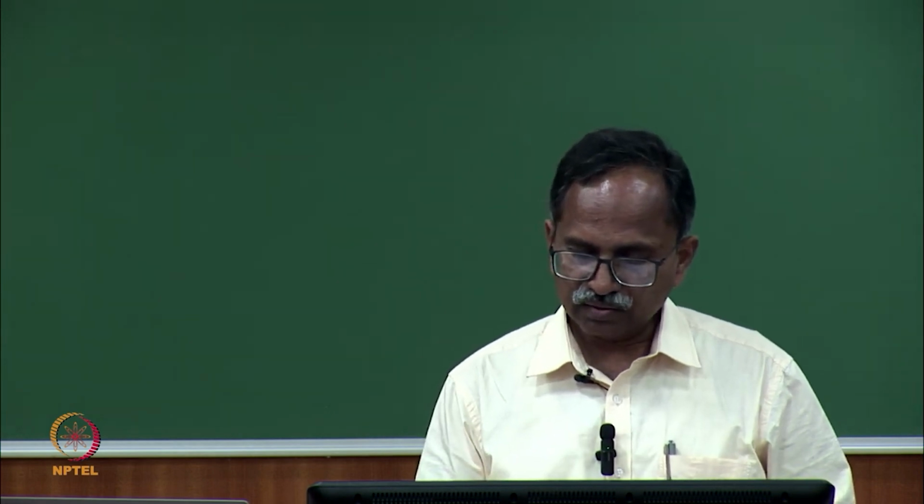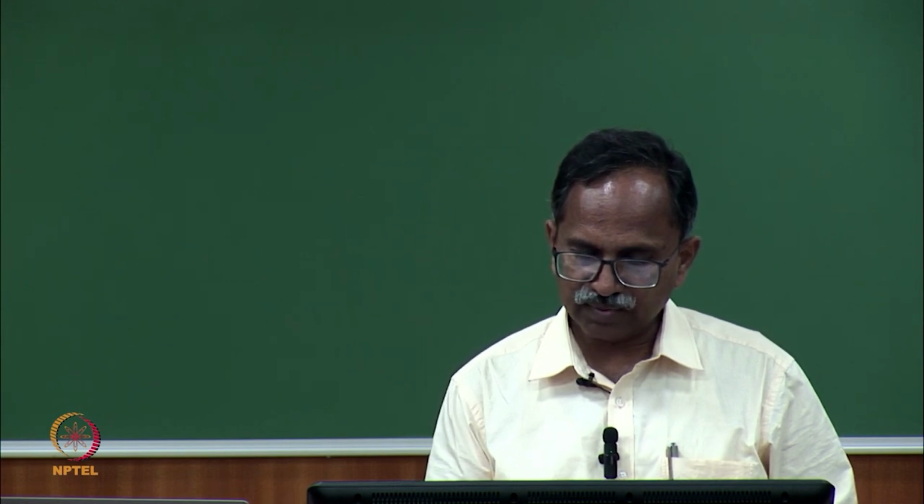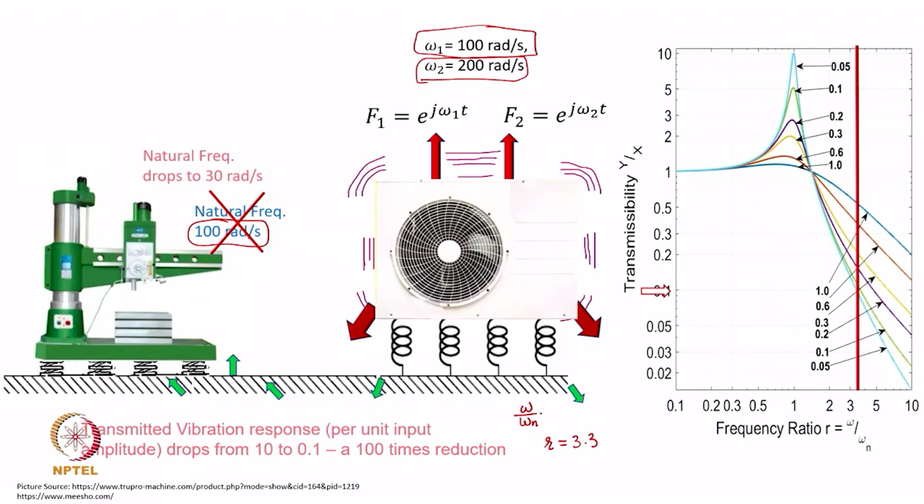So, R, which was 3.3, and what is R? It is basically omega over omega n, is it not? So, in this case it was omega 1 over omega n, that is R1. What we have done is we have ensured omega n to be sufficiently small, so that the ratio omega 1 by omega n, which is 100 radians per second divided by 30 radians per second, okay, this is your R1, is equal to 3.3.